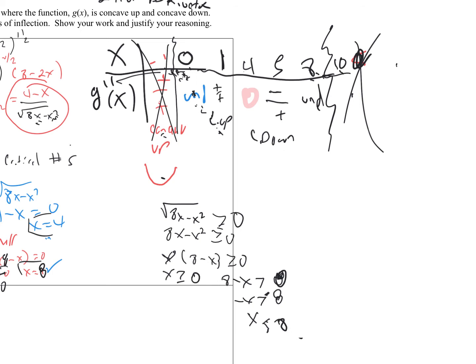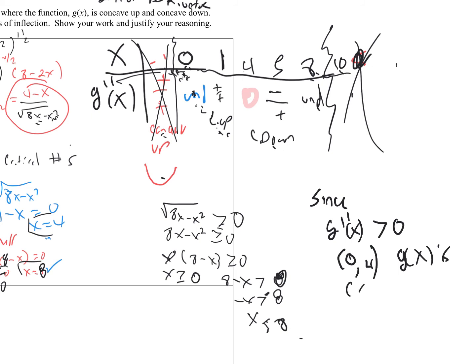All right. Since G double prime of X is, what do I have? I have a concave up and a concave down, is greater than 0 from, I'm going to go 0 to 4. I'm going to say G of X is concave up.